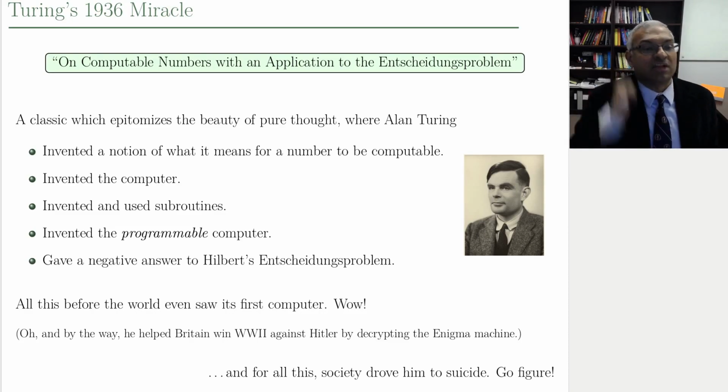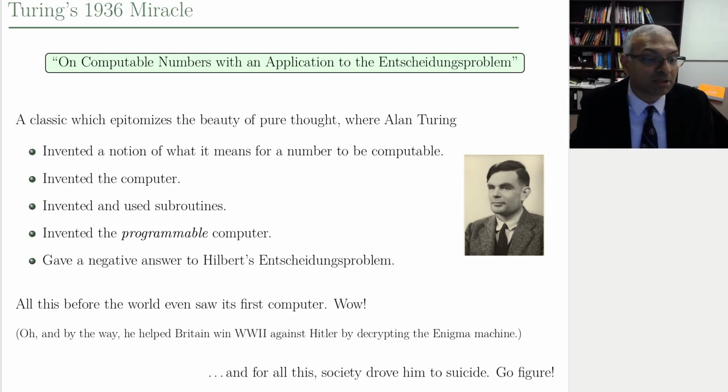He invented and used subroutines. He invented the programmable computer. And then he answered some hard problems that nobody else was able to answer. And he did all of this, invented the computer, subroutines, programmable computer, purely in his mind. He did all of this before the world even saw its first computer. And this is the model of the digital computer that we have now. So what's all this fuss about the Turing machine? That's what we're going to discuss today.